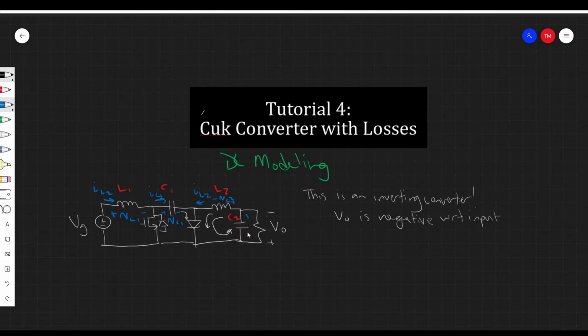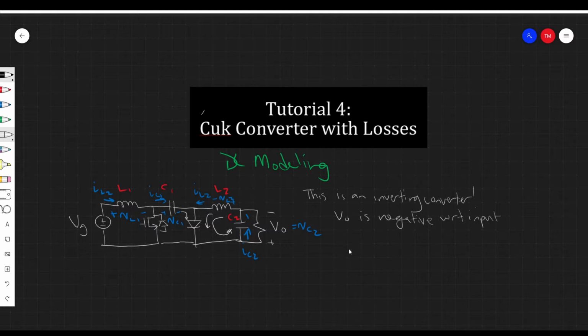And we can define the capacitor current to flow in this direction, right? So this is IC2, and the output voltage, which happens to be equal to the capacitor voltage, is defined like this. Great. So we're going to do DC modeling. Conventional DC modeling without losses isn't very complicated. However, when we introduce losses, it becomes more complicated. So let's talk about the losses we're going to introduce.